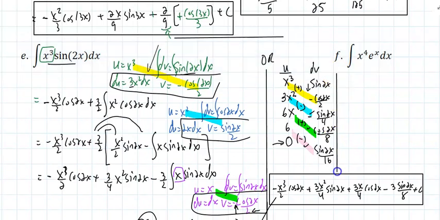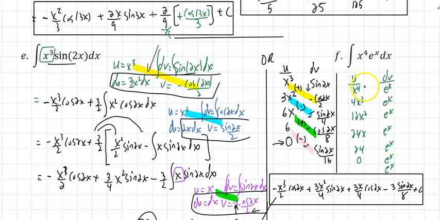This is a shortcut. If I take this problem, if I let u equal x to the 4th, take a derivative, take another derivative, another, another, and another. dv is going to be e to the x. Integrate, integrate, so you line them up. Integrate, integrate, integrate, and integrate. You always start that way. Start with a positive and alternate.